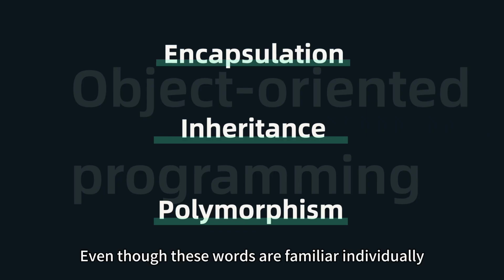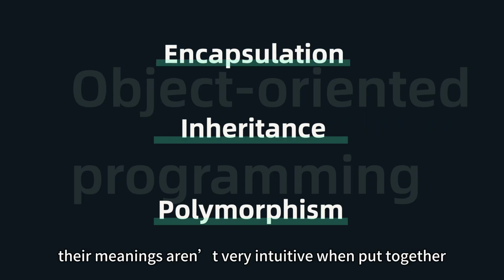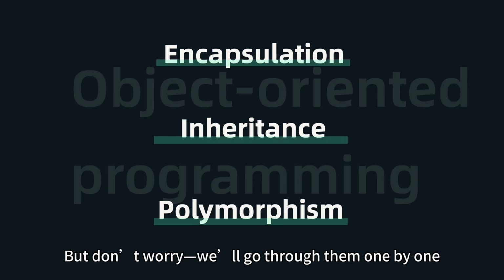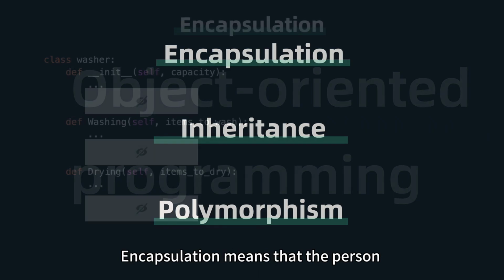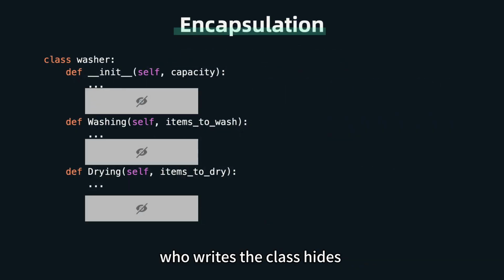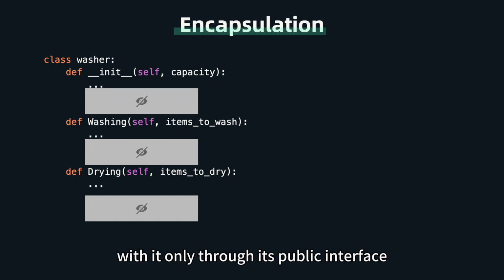Even though these words are familiar individually, their meanings aren't very intuitive when put together. But don't worry, we'll go through them one by one. Encapsulation means that the person who writes the class hides its internal implementation details, and users of the class interact with it only through its public interface. You can roughly think of an interface as the set of methods provided for use.